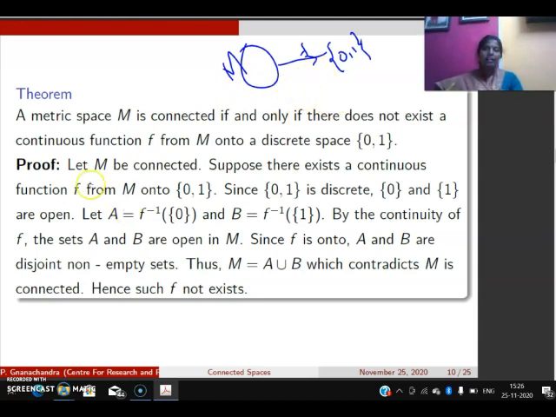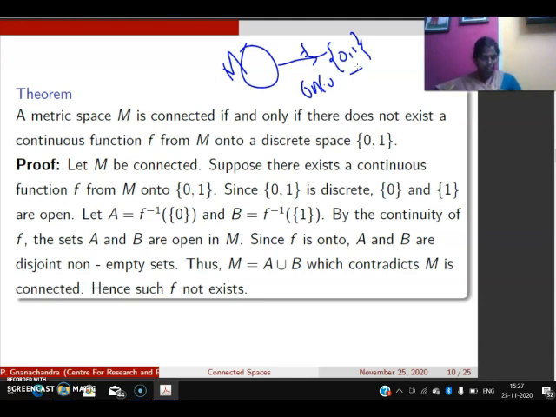This is a theorem. First, I can assume that M is connected. Suppose there is a continuous function F from M onto {0, 1}. Since {0, 1} is discrete, singleton 0 and singleton 1 are subsets of {0, 1}. This is a discrete metric space, and we all know that in a discrete metric space, every subset is open and closed. Therefore, singleton 0 and singleton 1 are open. We take A equal to F inverse of 0 and B equal to F inverse of 1.